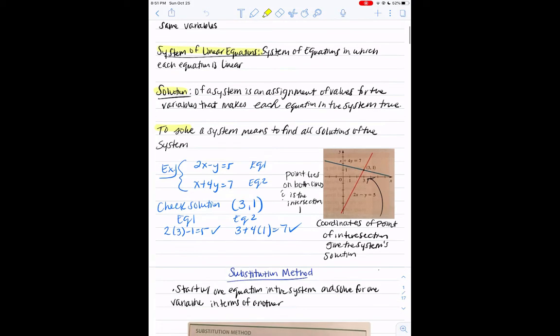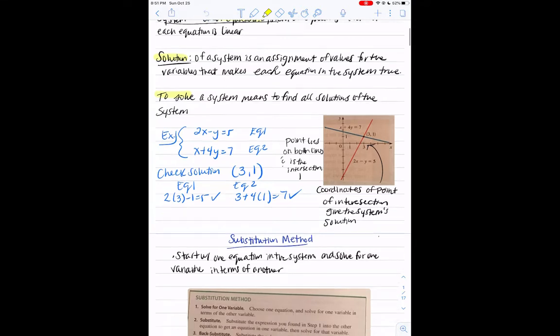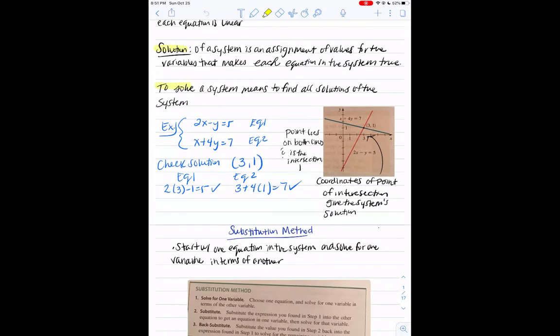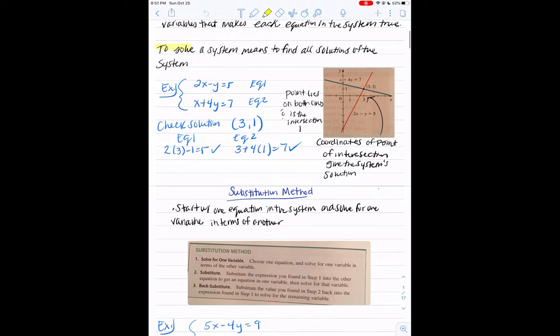The solution of a system is an assignment of values for the variables that make each equation in the system true. So in this case, we're going to be solving for a solution, and it has to satisfy not only one equation, but all the equations in the system. It can't just satisfy one. To solve a system means to find all solutions of the system.